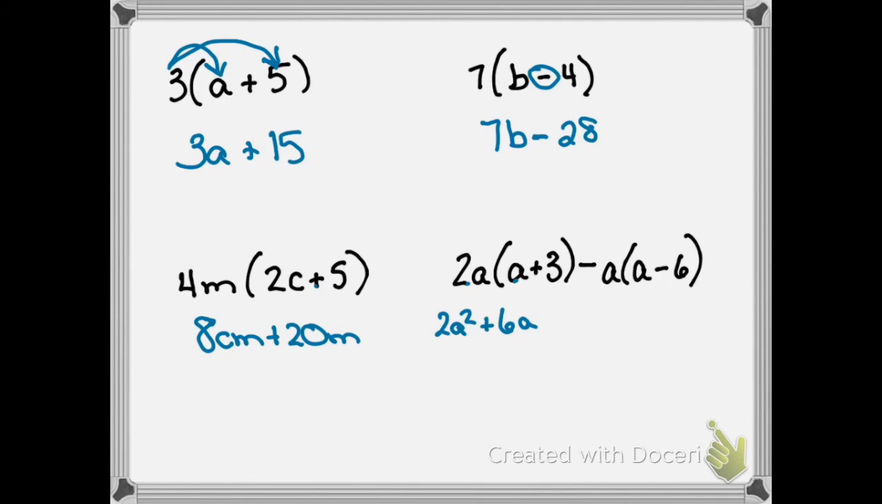Now here I've got to be careful because this is a minus and I've got another set here. So minus a times a is a squared. And I've got a minus in the middle, so negative times negative gives me positive, so plus 6a. I'm not done yet, because here this has to be simplified. 2a squared minus a squared leaves me 1a squared, and then 6a plus 6a gives me 12a. Now I'm done.